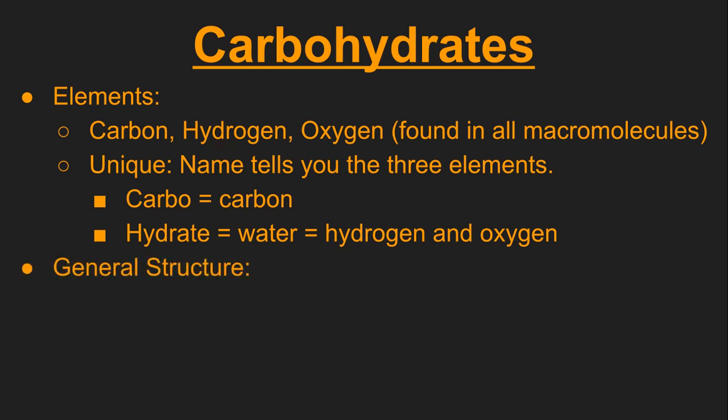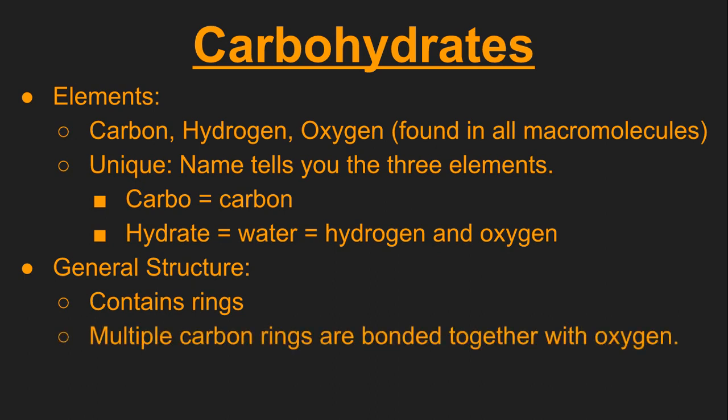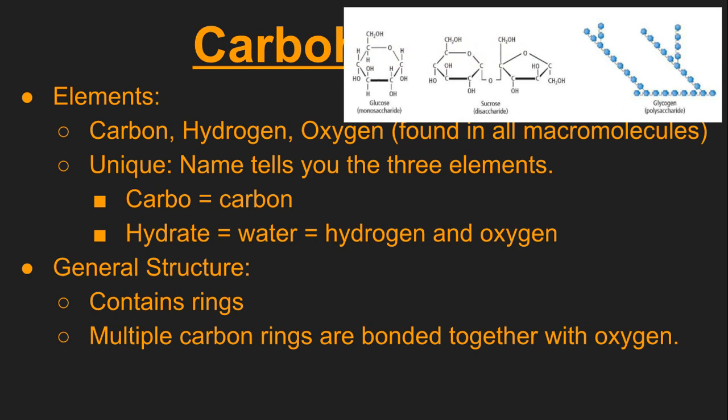So in some ways, carbohydrates are the easiest one because the name kind of tells it to you. The other thing that's really helpful and kind of obvious about these is they contain carbon rings. So if you just have carbon, hydrogen, and oxygen, and a ring structure instead of that linear structure that we were seeing in lipids, you know that you're dealing with carbohydrates. The other thing to talk about is that multiple carbon rings are bonded together with oxygen. And you'll see this up top in our picture.